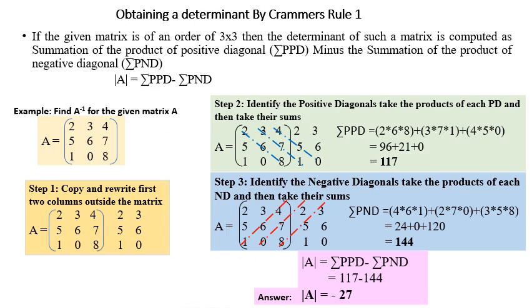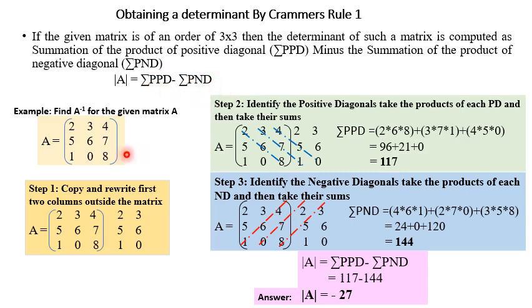Now this was okay when we have only a very small 2 by 2 order matrix. What happens if the order of the matrix increases from 2 by 2 to 3 by 3? In that case, we will be following the same rule, which is referred to as Cramer's rule 1, but slightly modified. If the given matrix is of order 3 by 3, then the determinant of such a matrix is computed as the summation of product of positive diagonals minus the summation of product of negative diagonals. Always remember, you will have to identify the positive diagonals and you will also have to identify the negative diagonals.